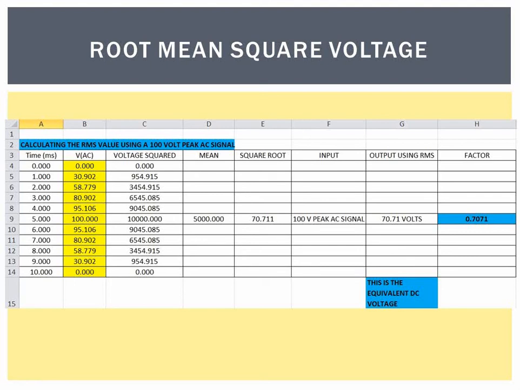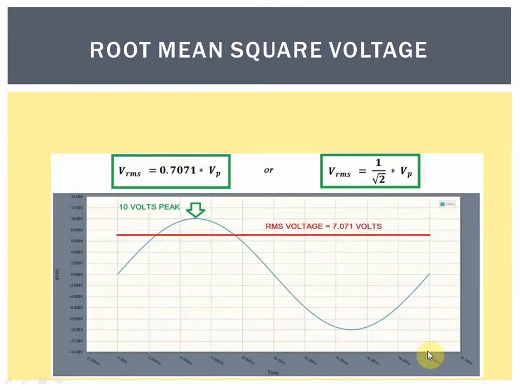So what we're showing is, yes, there's a relationship between the peak voltage and the RMS voltage. And it's given in this formula here. The RMS voltage is equal to 0.7071 times the peak voltage. That's how we can determine the RMS voltage.